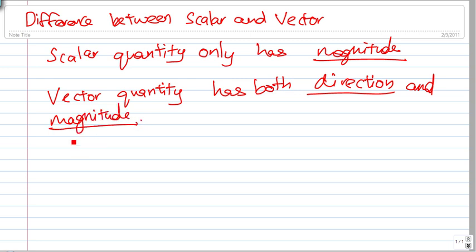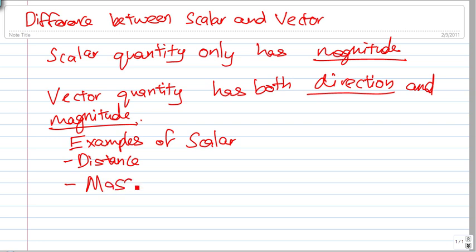Alright, so some examples of scalar include distance. Okay, distance is a scalar. When you talk about distance, he traveled 300 meters. Okay, he traveled 400 meters. You don't say that he traveled negative 400 meters.